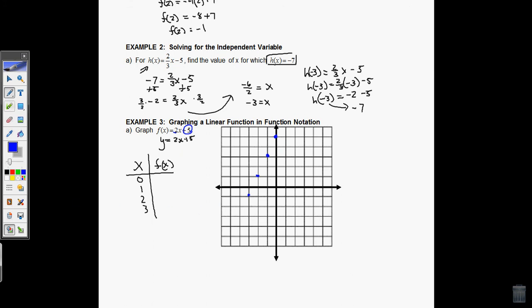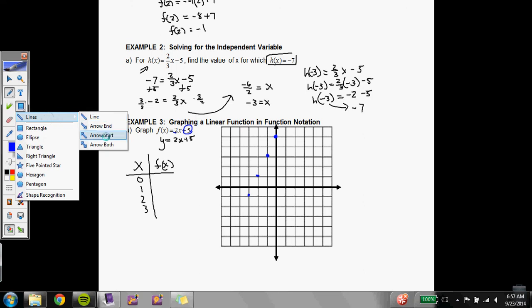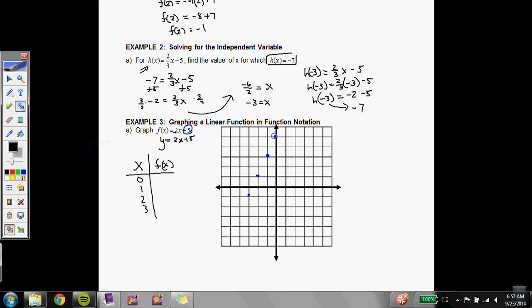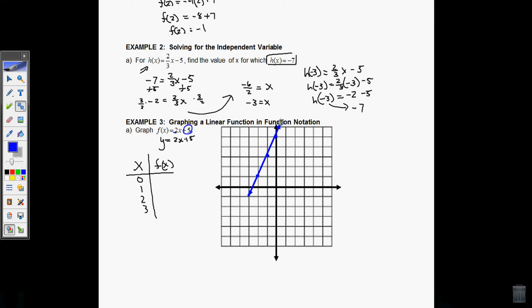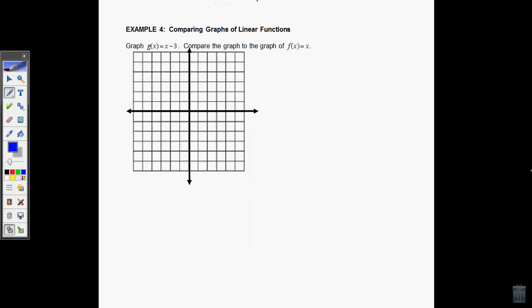It's a good way for me to check and make sure. And then all I have to do is connect it. And maybe, if I really want to, just to be extra neat, I can label it f of x. All right, so the graphing isn't any different. The algebra isn't any different. We're just using a different notation.